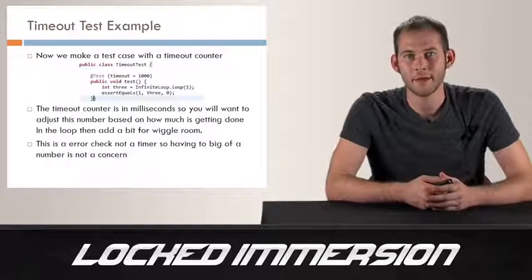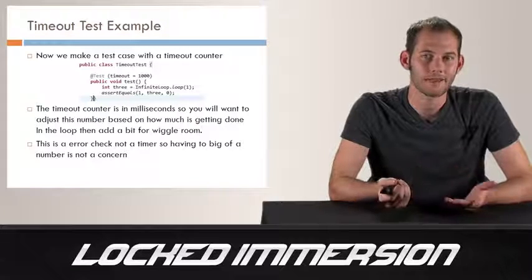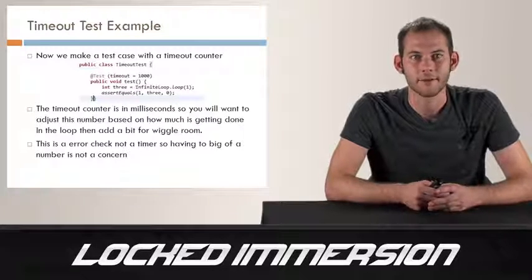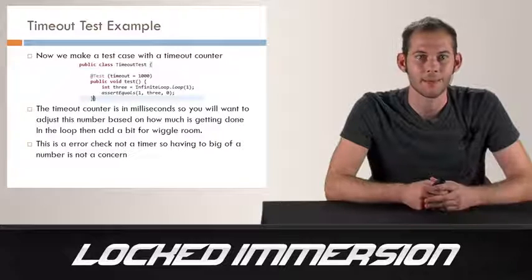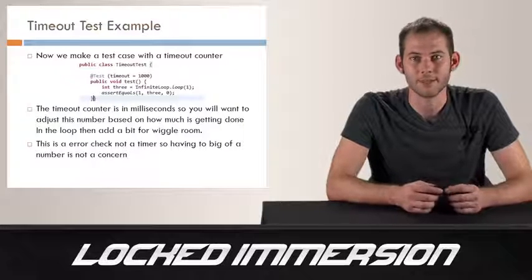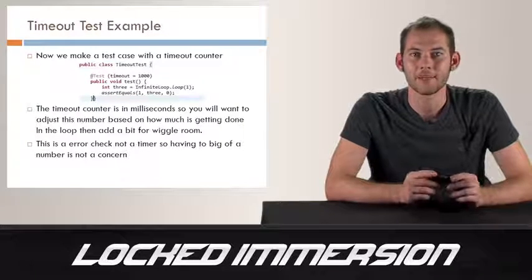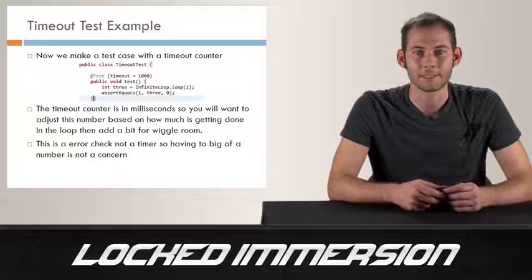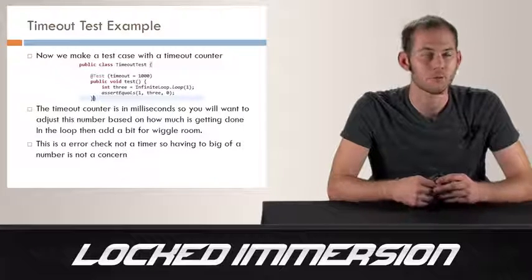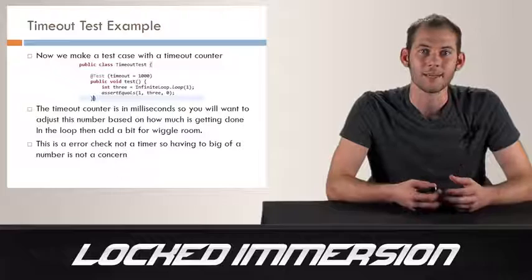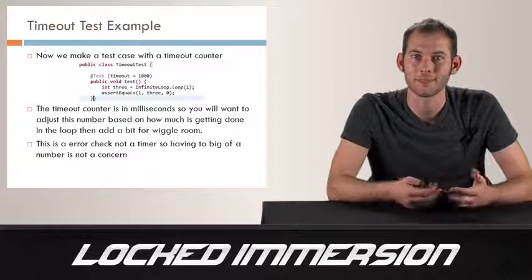Like I said, the timeout counter is in milliseconds. I gave it 1,000 milliseconds, 1 second for an infinite loop, nice and quick. What you want to keep in mind is if you're using this checker, it's not a counter. It's not made to do a certain amount of time. It's just looking for infinite or crazy long executions. So giving your program a little bit of wiggle room isn't a bad thing.